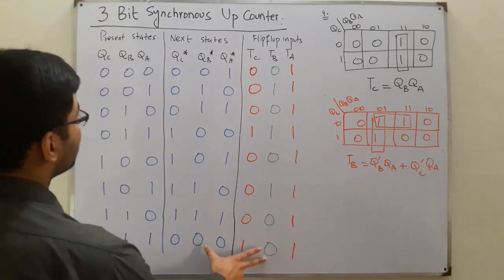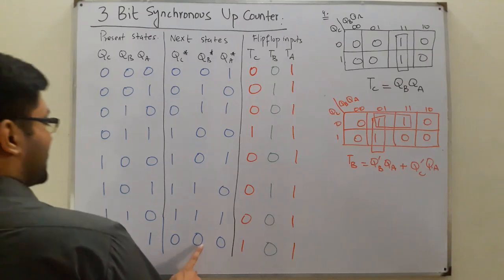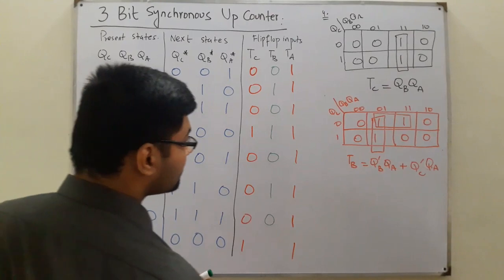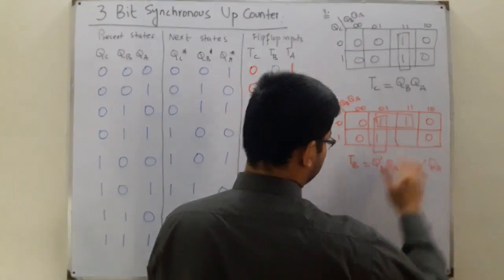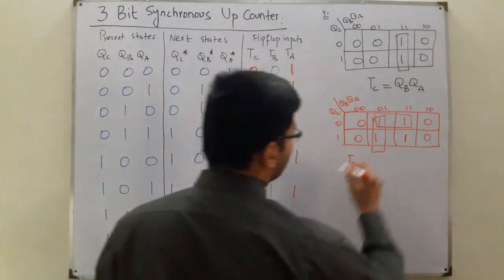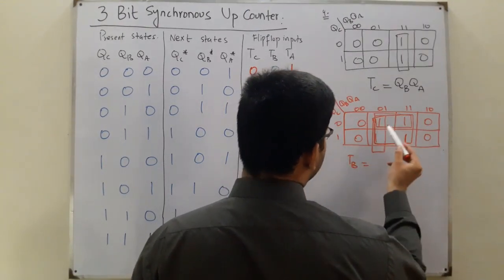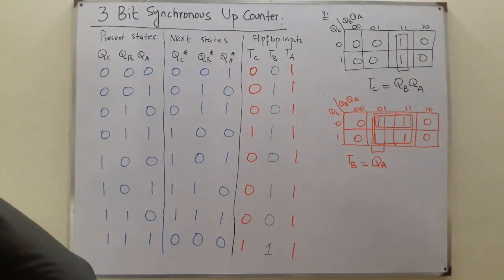Have a look. For TB, when it's a 10, so it's a 1, all right? This is a 1, this one. This is a 1, all right? Which makes this a 1. So you have only one group. Only one group. And that is this whole four ones, all right? And in this we see that only QA is not changing. TB is equal to QA, all right?